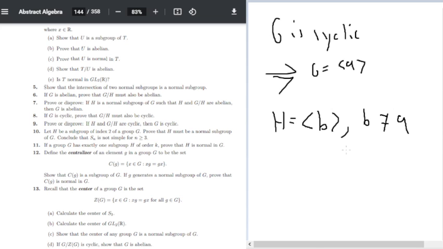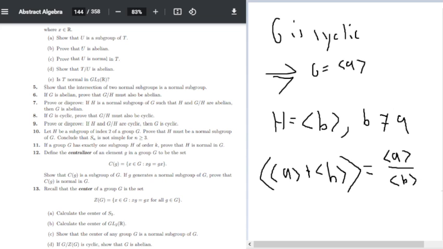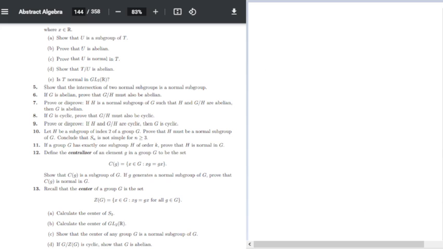So then the coset of A plus the coset of B, this coset, oh, I hate this notation, is equal to A. Actually, we don't even need the fact that this group is cyclic. We could have just called this H and just replaced all the B's by H's, because A generates everything like that. Okay. If G is cyclic, then G over H is cyclic. Prove or disprove: if H and G over H are cyclic, then G is cyclic.